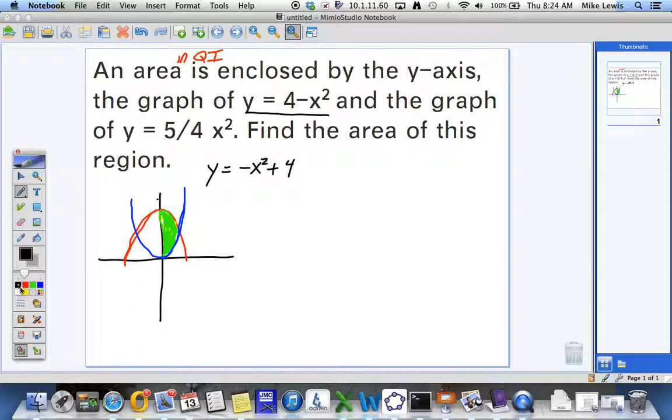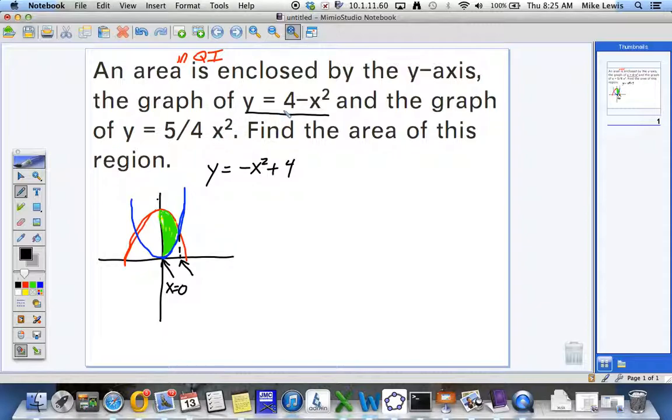Okay, well, so that area is going to be represented by a definite integral, whose limits are the left-hand x-coordinate and the right-hand x-coordinate. The left-hand x-coordinate's easy because it's the y-axis, so that's x equals 0. The right-hand x-coordinate we aren't given, so we have to figure it out. But the x-coordinate there is one of the x-coordinates that will give us the same y-coordinate from these two graphs.